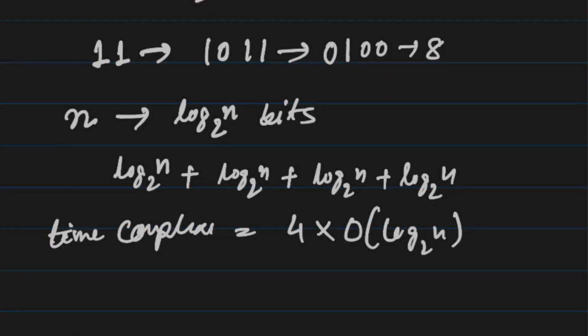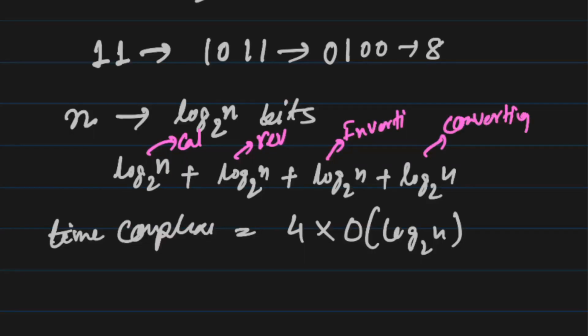One way we can do better is, let's say here what we have, right? The first step is for calculating, this is for reversing, this is for inverting, and this is for converting to decimal, right? So here, what you can say is we don't have to invert it separately.